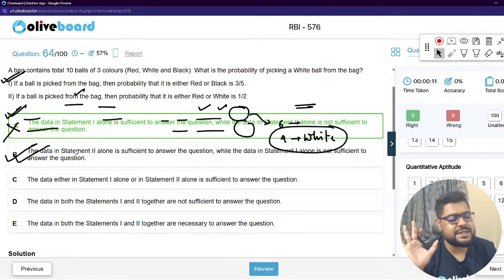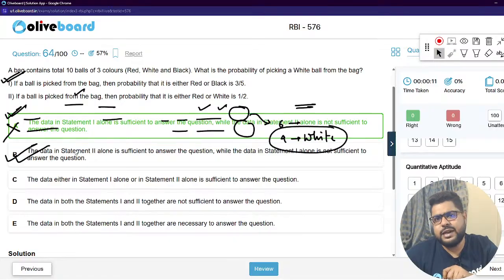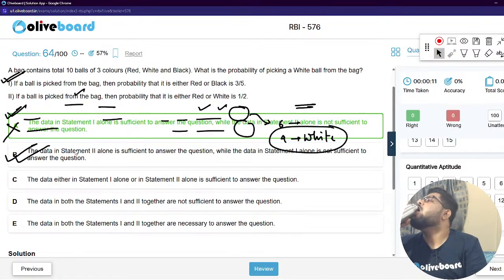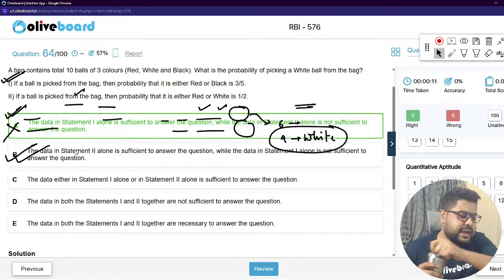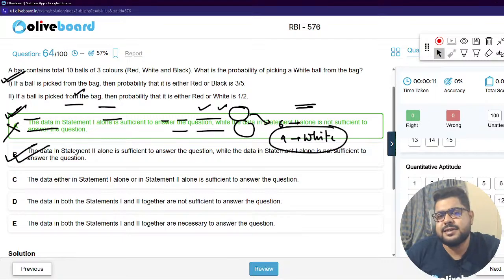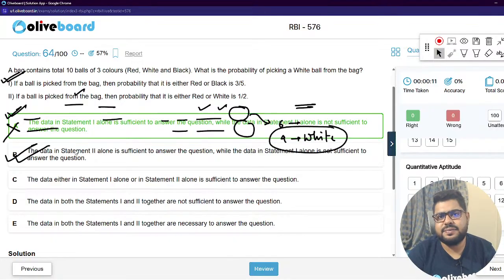Please understand, data sufficiency, I have told you guys this multiple times. It is all about understanding. You do not need to solve questions. You never need to solve the entire question, sir. It is all about understanding how conceptually sound you are in the chapter. I hope this is clear.